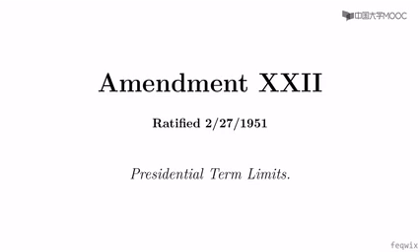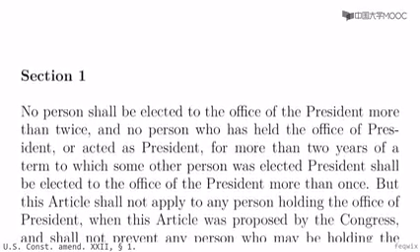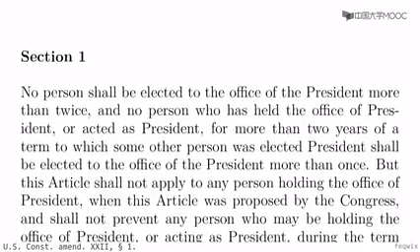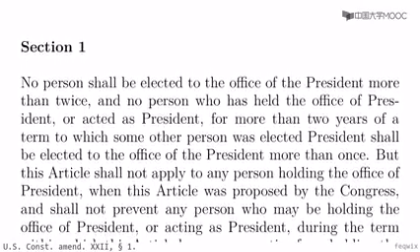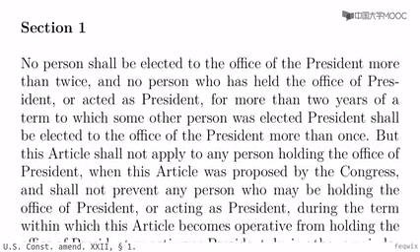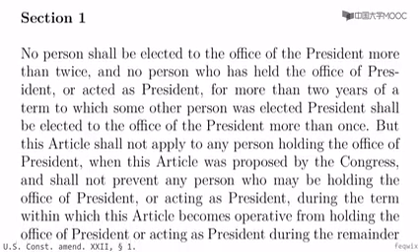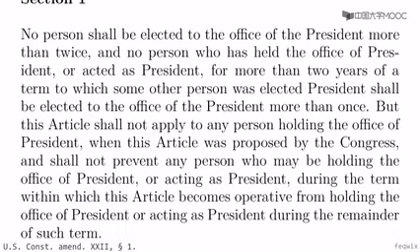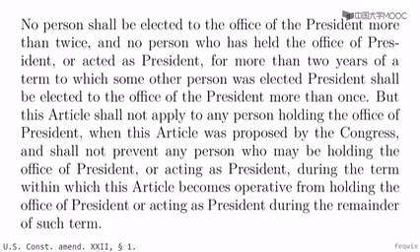Amendment 22. Section 1. No person shall be elected to the office of the President more than twice, and no person who has held the office of President or acted as President for more than 2 years of a term to which some other person was elected President shall be elected to the office of the President more than once.